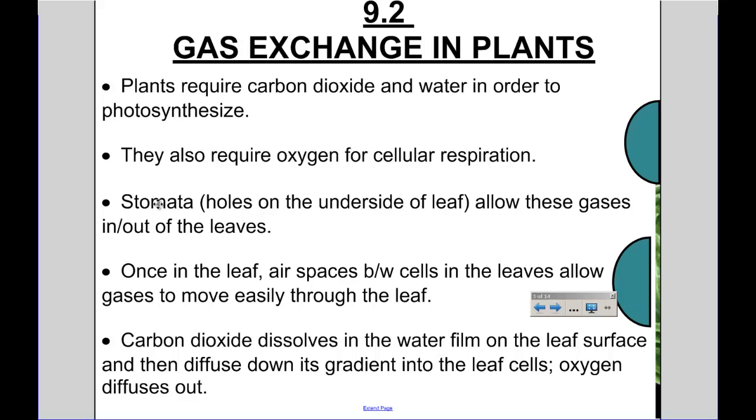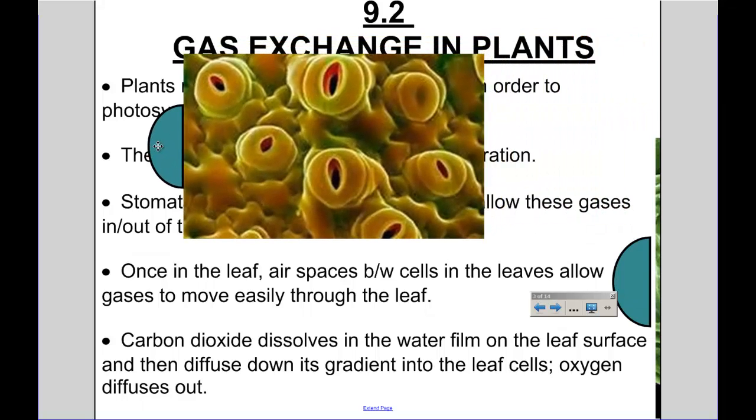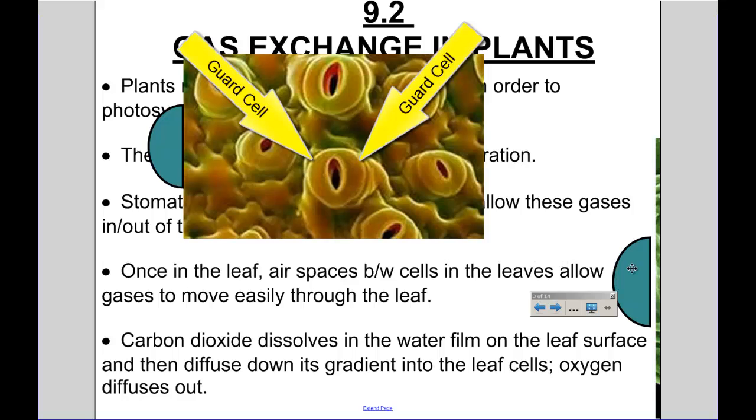All plants have a certain structure called a stomata on the underside of the leaf, and what that is, is a hole, and it allows oxygen and CO2 to pass in and out of the plant. You can see here the holes that you see. These are microscope images, and the top one here, the holes are the stomata. The cells around that open and close the hole are called guard cells, or two guard cells actually.